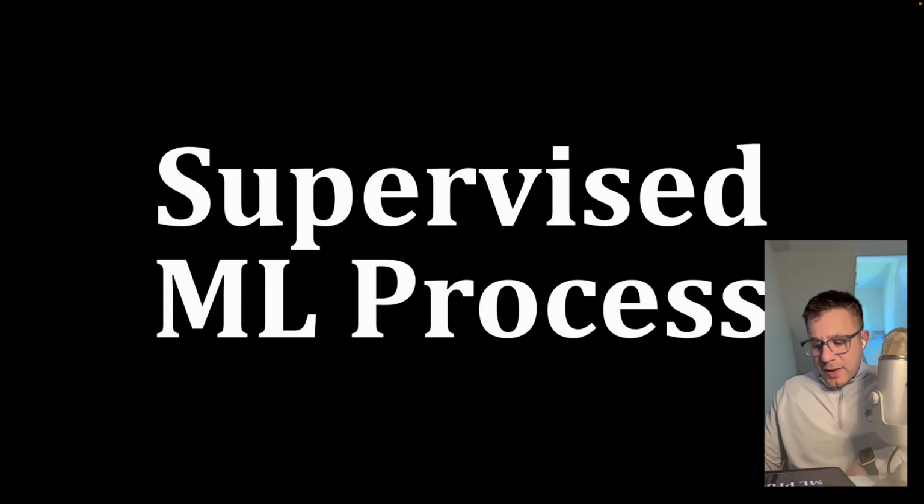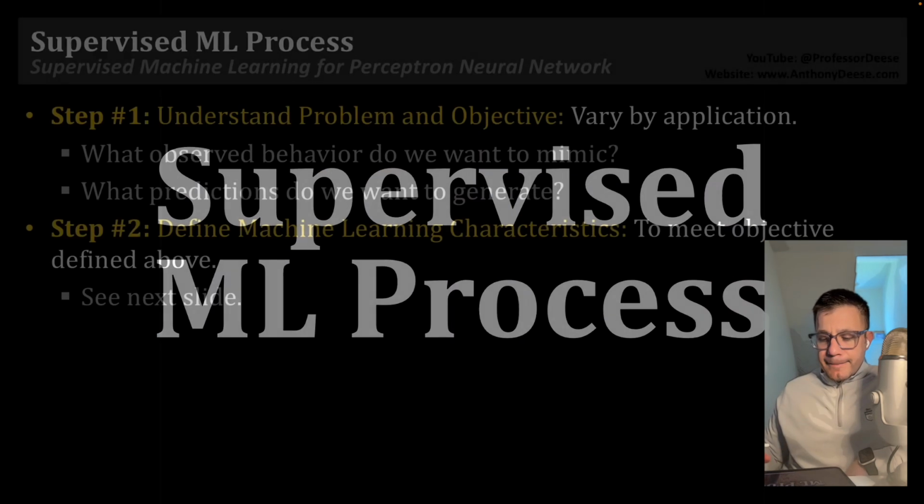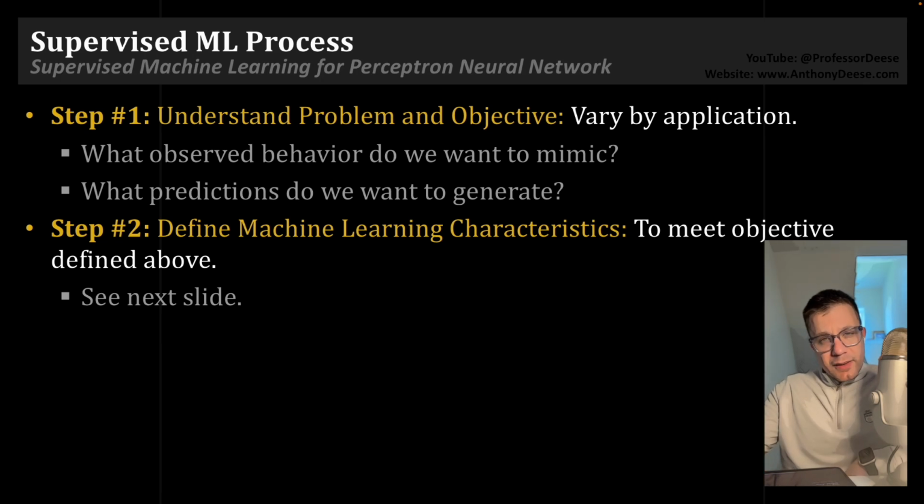So next, let's talk about the supervised machine learning process. And I'm going to try to break this down into about 7 or 8 steps. Step 1 is to understand the problem and the objective. Now, exactly how we do this will vary by application, but we do want to ask ourselves certain questions. What observed behavior do we want to mimic? What predictions do we want to generate?